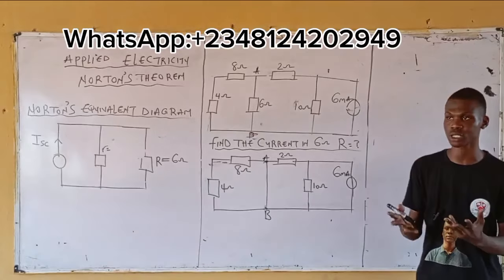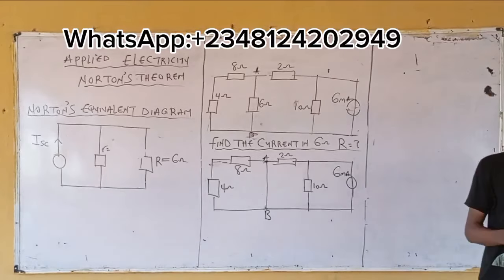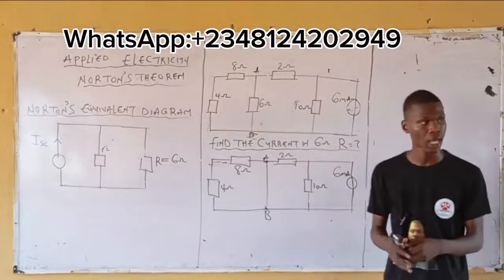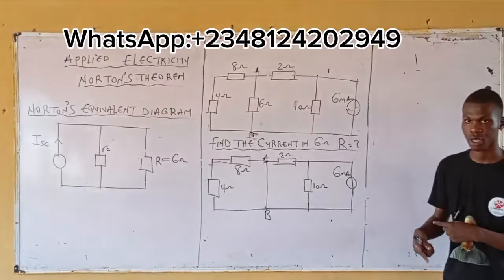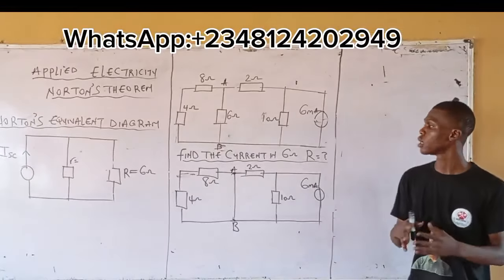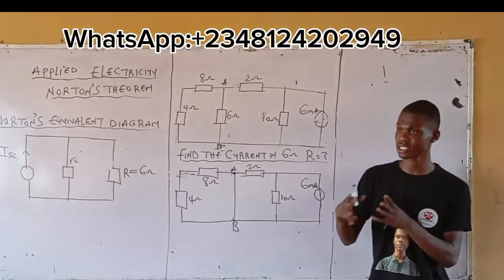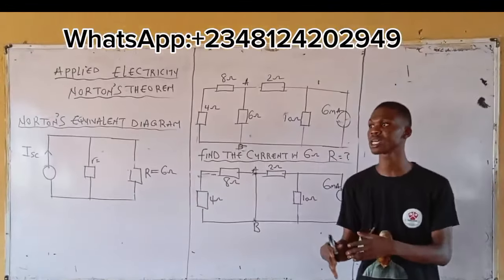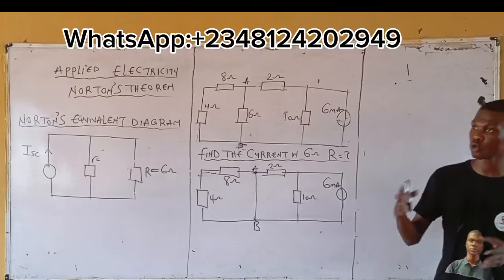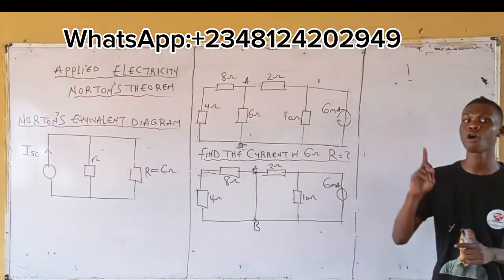Meaning, when we say source, we are referring to what? Either current or voltage. I get what I'm saying? From here, you are withdrawing another diagram. In the next diagram that you are drawing, you are not including the resistor that does not have a source. By source, you are referring to either current or voltage.